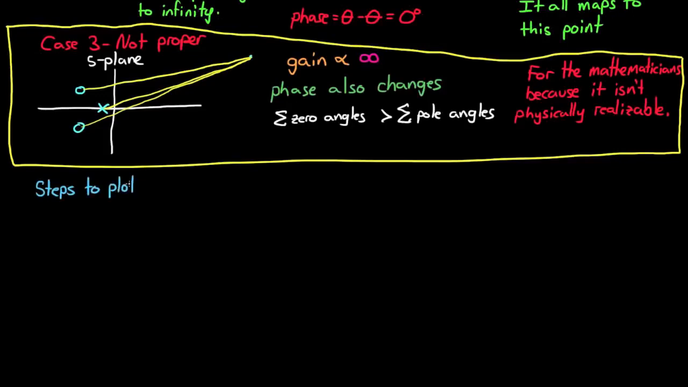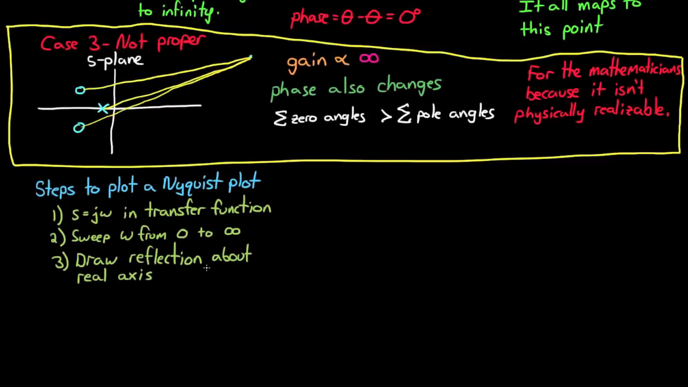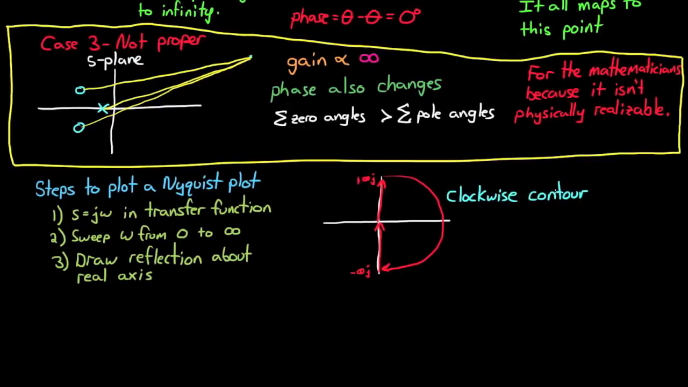So after all of that, let's go through the steps to generate a Nyquist plot. First, replace s by j omega in your transfer function. Second, sweep omega from 0 to infinity and plot the resulting complex numbers in the w plane. And then finally, without picking up your pencil, draw the reflection about the real axis to account for the negative omegas. And don't forget to keep in mind the direction of the contour. Remember from part 1 that we traced the Nyquist contour in the clockwise direction. So if we start at omega equals 0, then we trace up to omega equals infinity and then continue around in the clockwise direction from there.